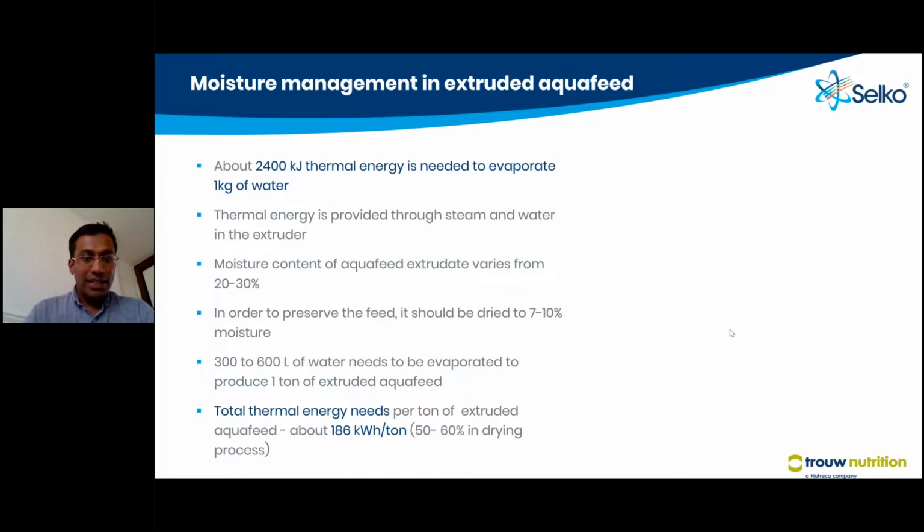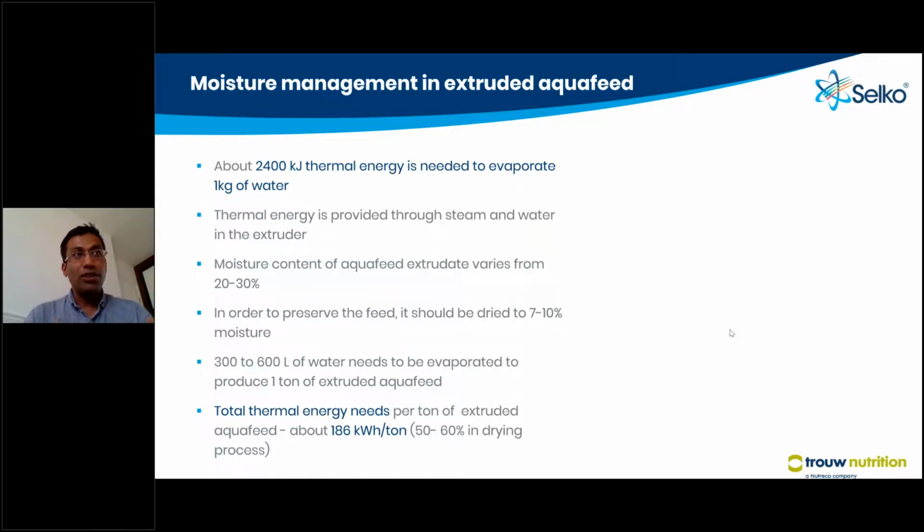As you answered, about 2,400 kilojoule of thermal energy is needed to evaporate 1 kilogram of water, theoretically. In the extrusion process, we bring thermal energy in the form of hot water and steam, and we reach about 20 to 30% moisture in the extrudate. Afterwards, we dry and evaporate the water, mainly to preserve the feed from spoilage, at around 7 to 10% moisture.